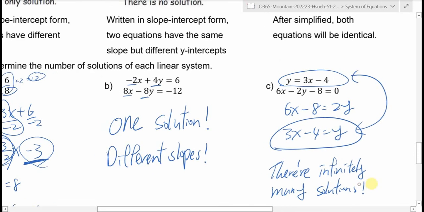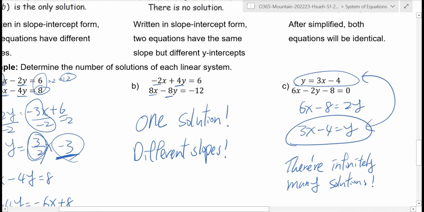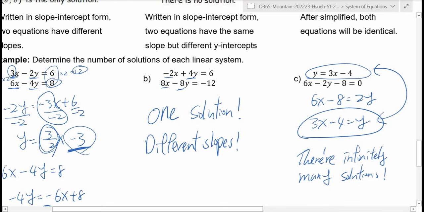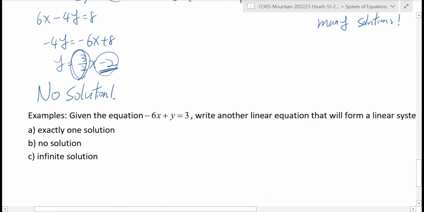So again, to figure out how many solutions we have in the system, all you have to check is whether they have the same slopes or not. If they have different slopes, that means one solution. If they have the same slope, you need to check their y-intercepts to see if they're the same. If they are not the same, they are parallel lines, and therefore no solution. If the y-intercepts are also the same, then these two lines are identical, and therefore you have infinitely many solutions.